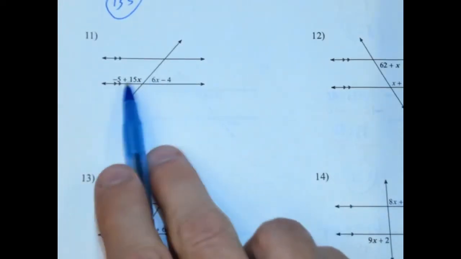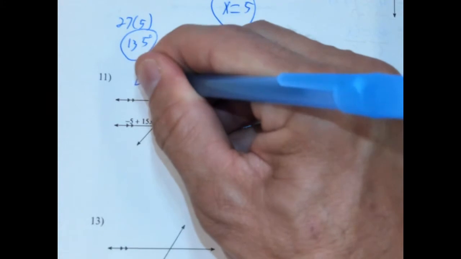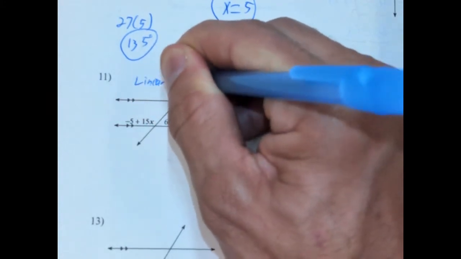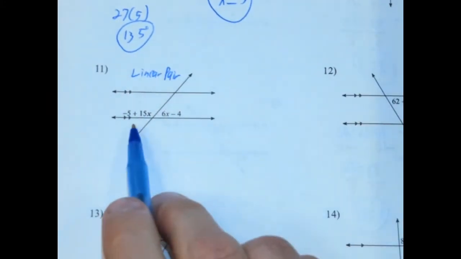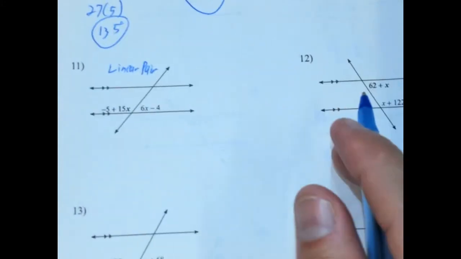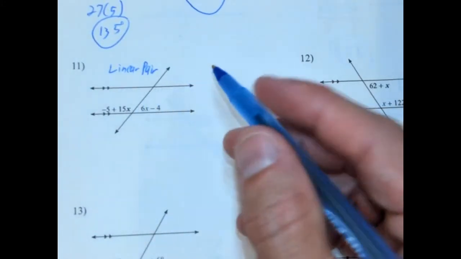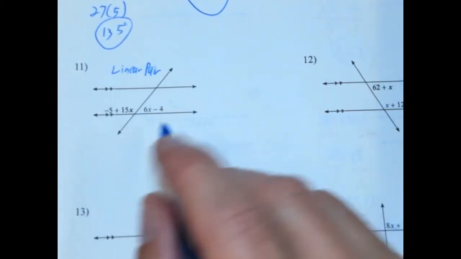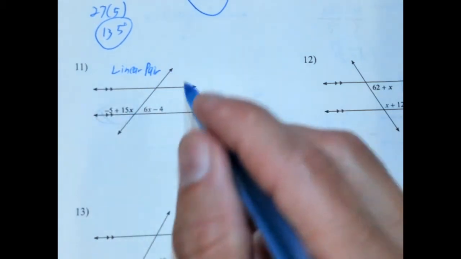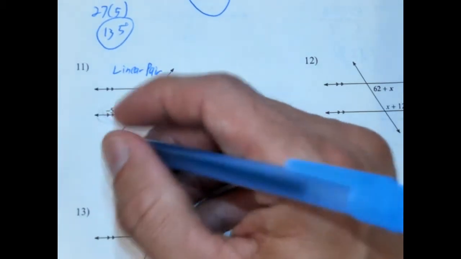So this angle relationship is linear pair. So it's a linear pair. All right. And that means these two angles add up to 180 degrees. They're supplementary, right? Linear pair are supplementary angles that are also adjacent. And this is the angle we're solving for here. It's kind of hard to tell on the camera. So let's go ahead and set this up.